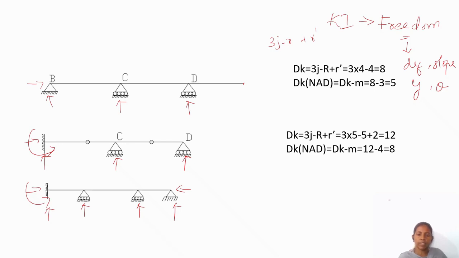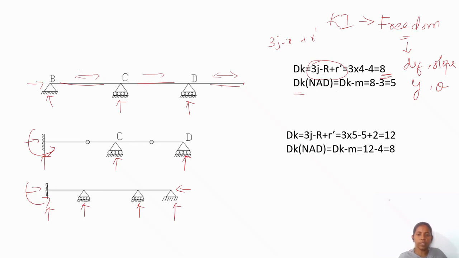And you consider the kinematic indeterminacy neglecting the axial deformation. It is one member, this is another member, this is another member. This member will have its axial deformation. That is also considered in this answer through this formula. By neglecting the axial deformation, we can deduct the number of members. So 8 minus 3 equal to 5.